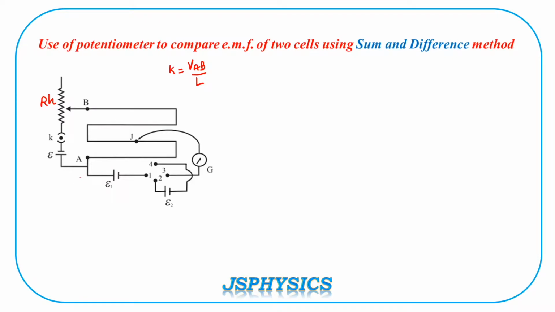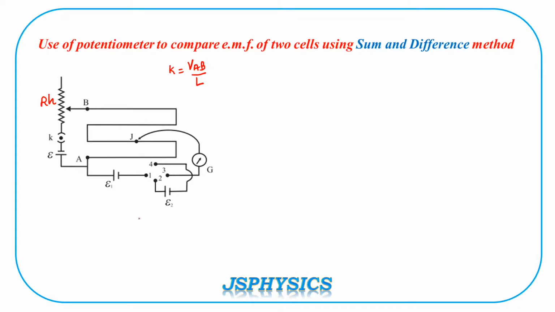Here we have connected the positive of cell E1 to terminal A, which is at a higher potential compared to B. The negative of cell E1 is connected to one of the terminals of the two-way key. The opposite terminal of that is connected to the galvanometer, which finally is connected to the jockey. Between the remaining two terminals, that is 2 and 4, cell E2 is connected. So this is the arrangement where we can change the combination of E1 and E2.